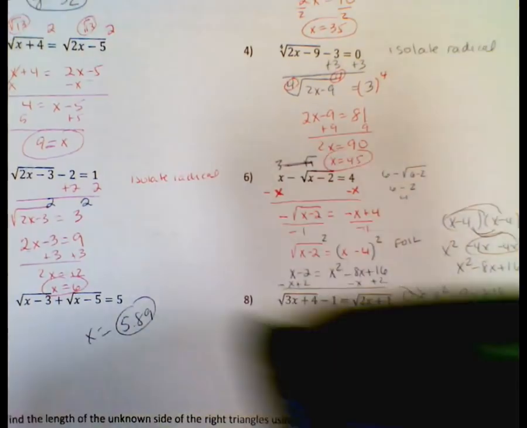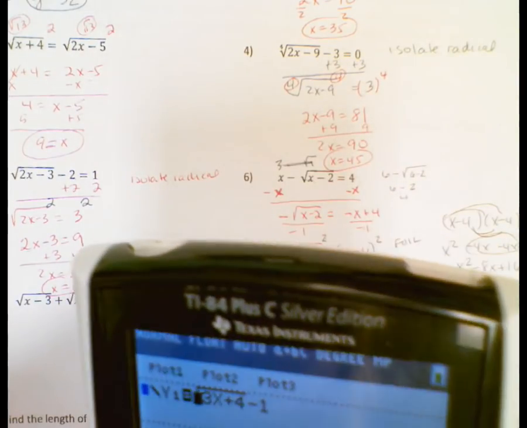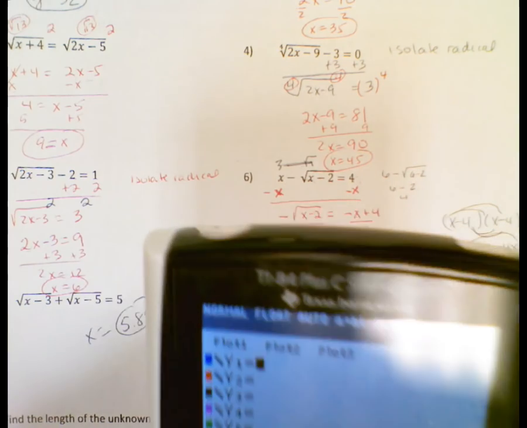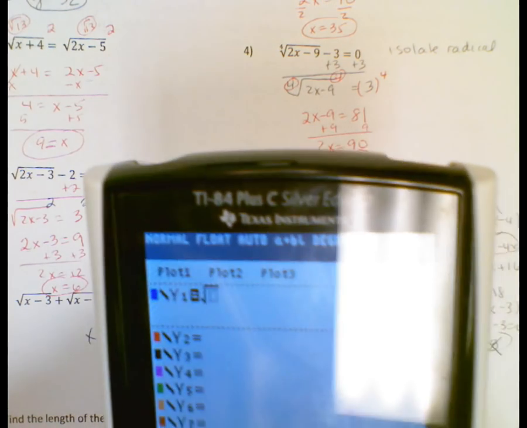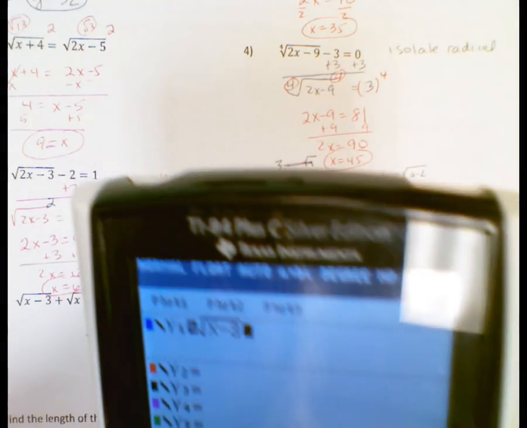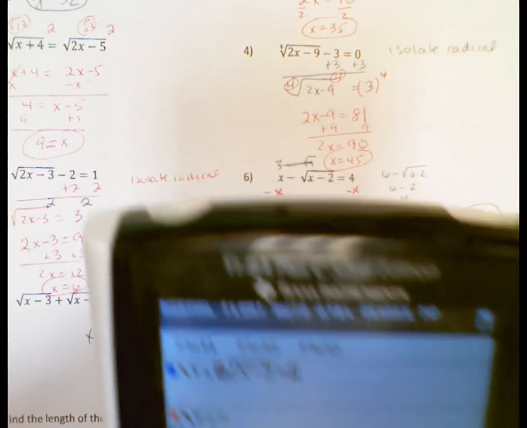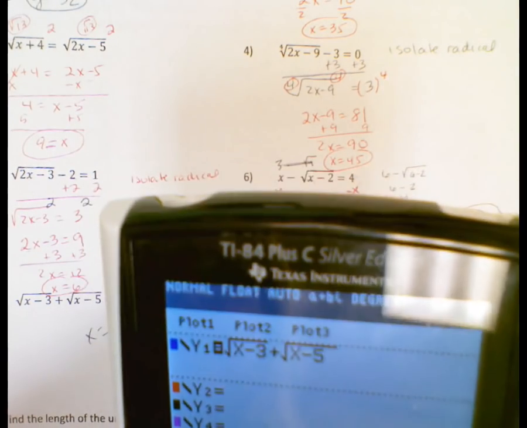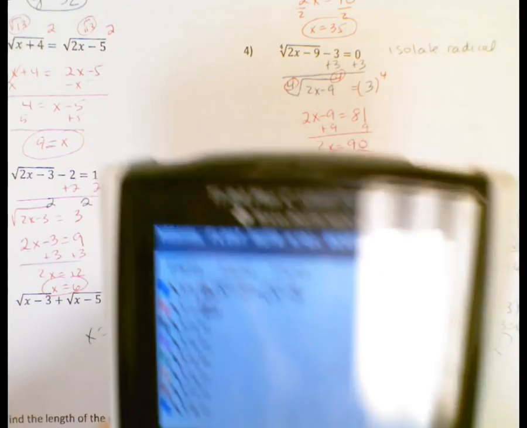I don't feel like I put that last one in right. I'm going to redo that last one. I think 5.89 is a weird answer. Don't you guys think? I'm going to redo that first one. Did I do it right? Do x minus 3 plus square root of x plus 5. X minus 5.